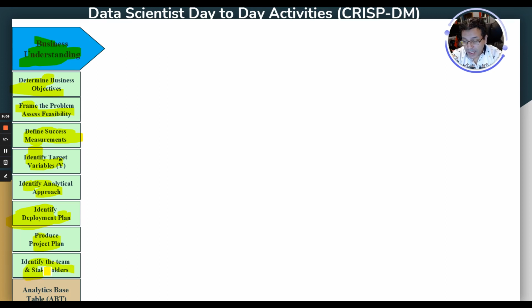Then we need to identify the team and stakeholders, just to make sure that we are on track. We need to build a very strong relationship with our stakeholders.